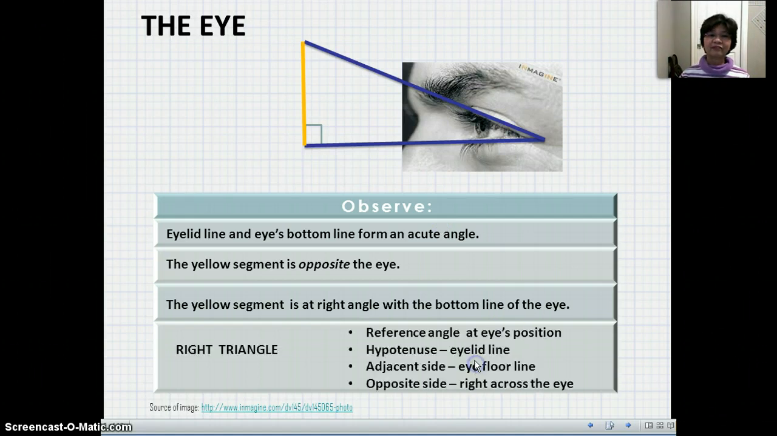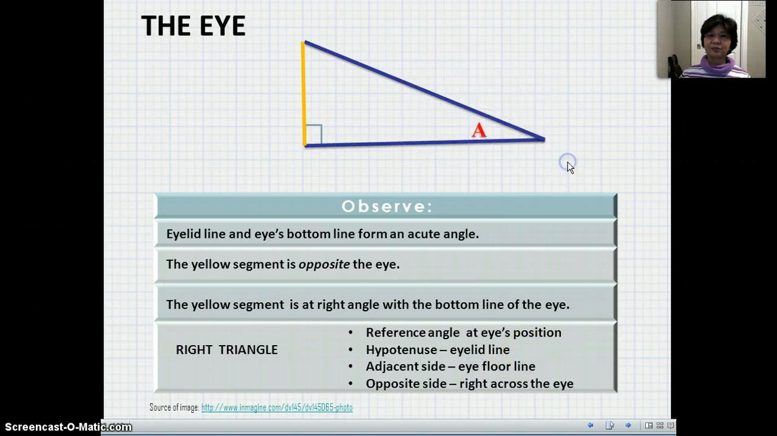And what do we have? A right triangle. The reference angle is at the eye's position. Where the eyelid line is, that's the hypotenuse. The eye floor line is the adjacent side. And the opposite side is the side that was stared at by the eye.